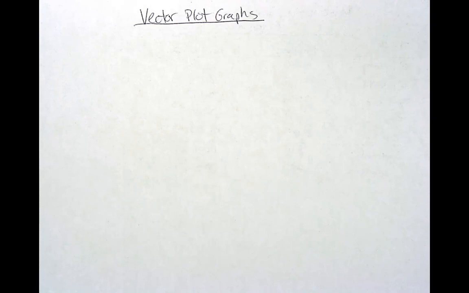Let's talk about vector plot graphs. Now, we talked in the previous video about factor loadings, and those were given in table 4.3 of the text. A vector plot graph can be constructed from the factor loadings of this table. The purpose of this video is to show you how to create a vector plot graph from factor loadings, and we'll actually apply this in the next video to the actual data in table 4.3.